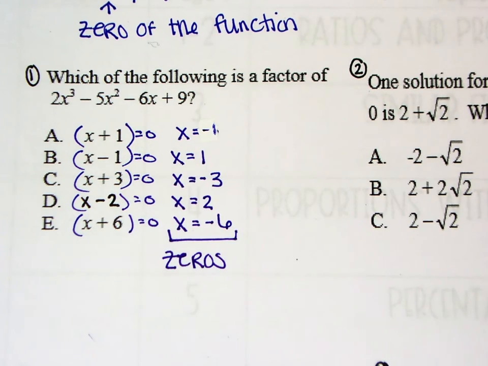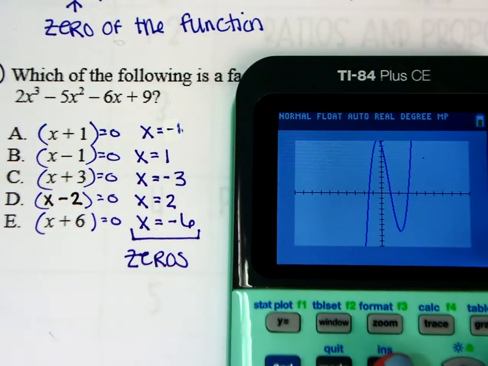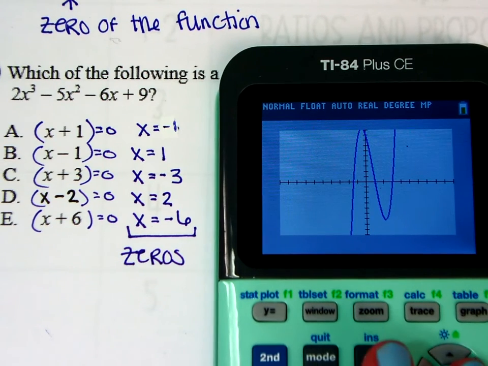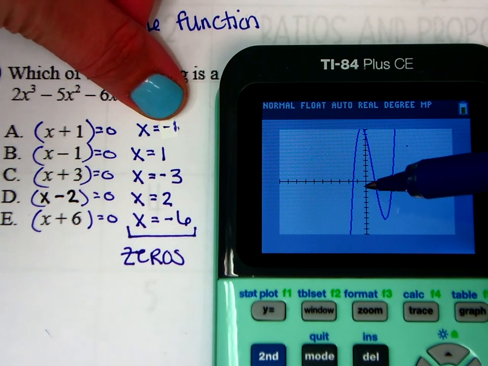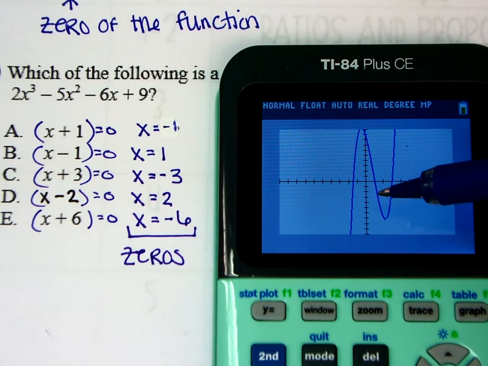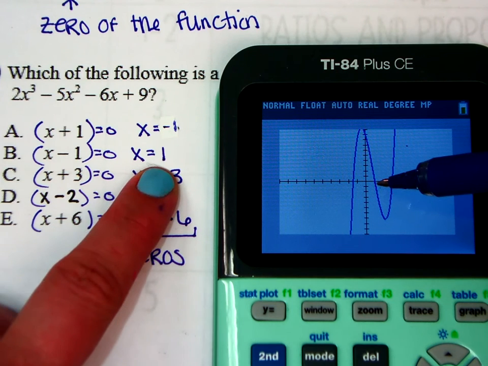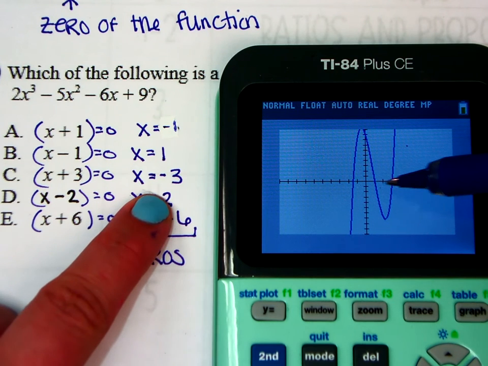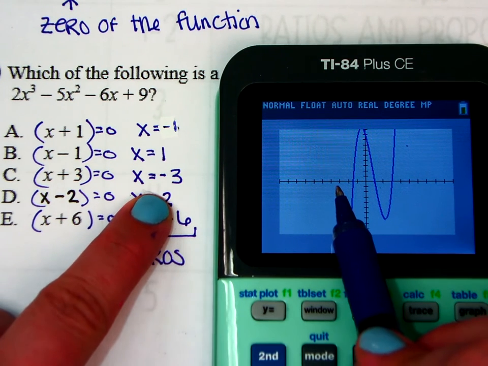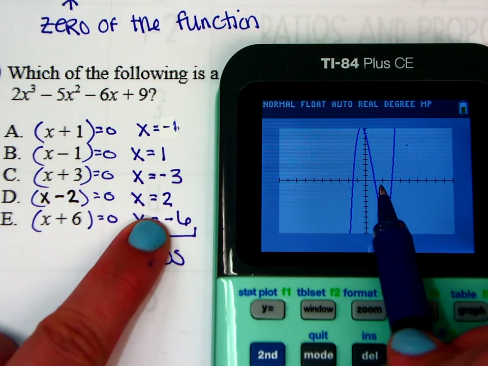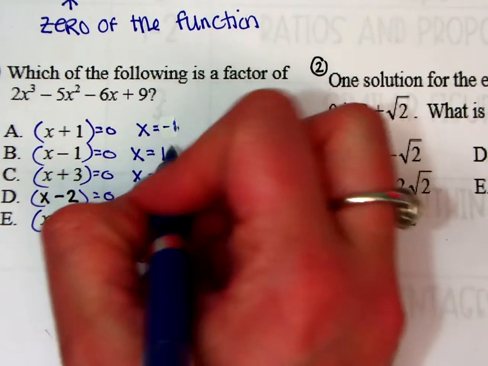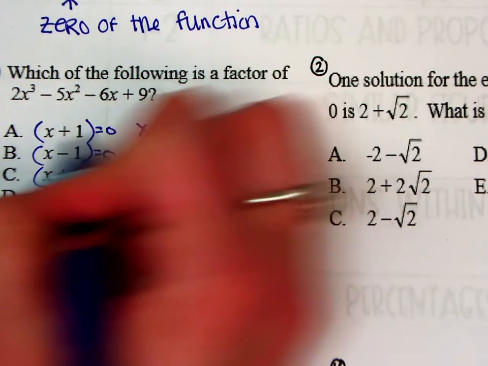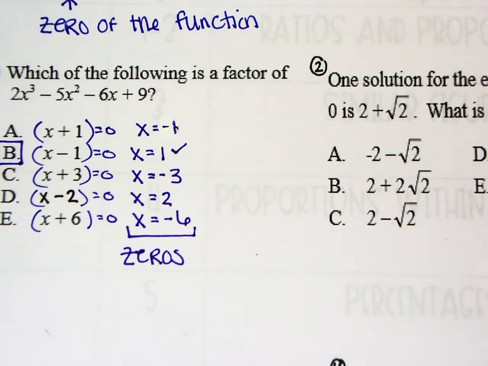So what I would recommend, instead of trying to factor that, I would just look at the graph and say, okay, where does this cross? Does it cross at -1? No, it does not. Does it cross at +1? Yes, but let's continue to check. Does it cross at -3? Well, -3 is over here. No, it does not. +2? No. -6? No. So I'm using kind of my new data that we just learned how to do in the calculator, so I don't have to factor that. It's a waste of time.